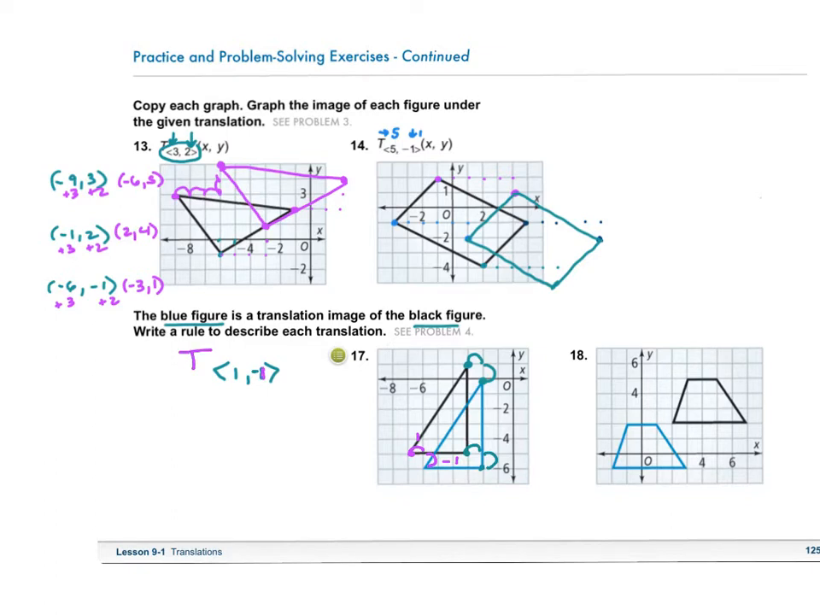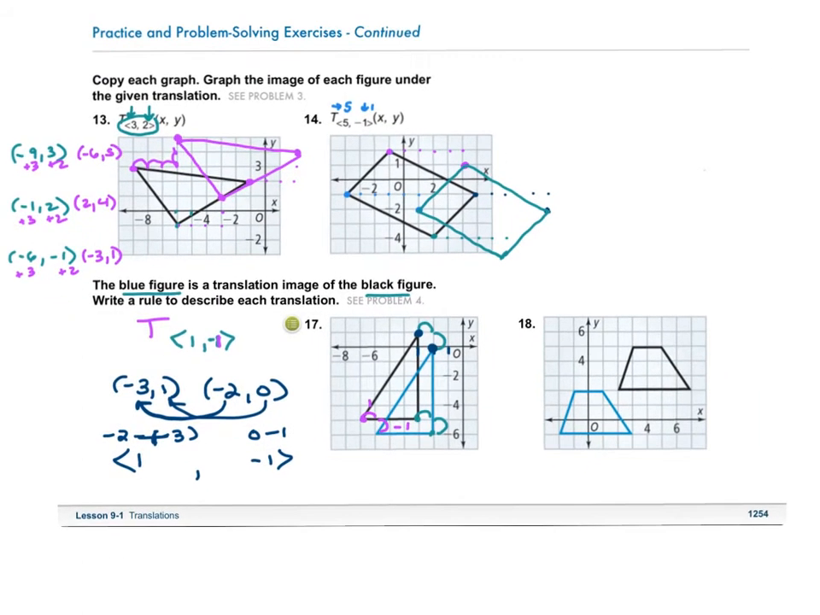The other way to look at it is if I had plotted these points. So this would be (-3, 1), and it moved to (-2, 0). So negative 2 minus a negative 3 becomes 1, and 0 minus 1 becomes negative 1. So that's the other way that you can get the translation of those points.